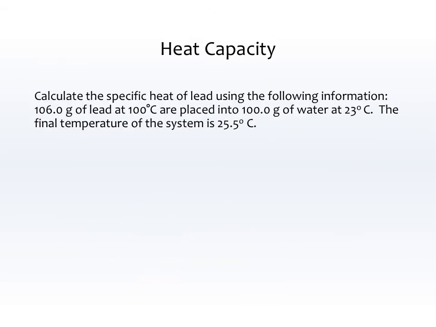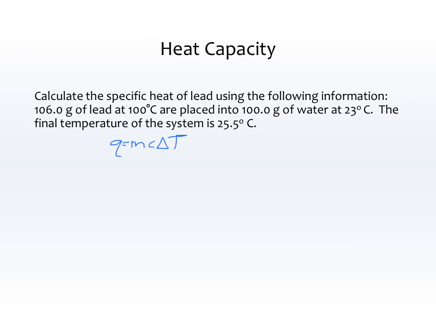Let's do another example. We're going to calculate the specific heat of lead using the following information. 106 grams of lead at 100 degrees are placed into 100 grams of water at 23 degrees. The final temperature of the system is 25.5. So I took hot lead and put it into relatively cold water, and so the lead heated up the water. The water got heat by the lead. So we're looking at heat lost and heat gained. What we know is Q is equal to mc delta T. And Q can represent the heat lost or the heat gained.